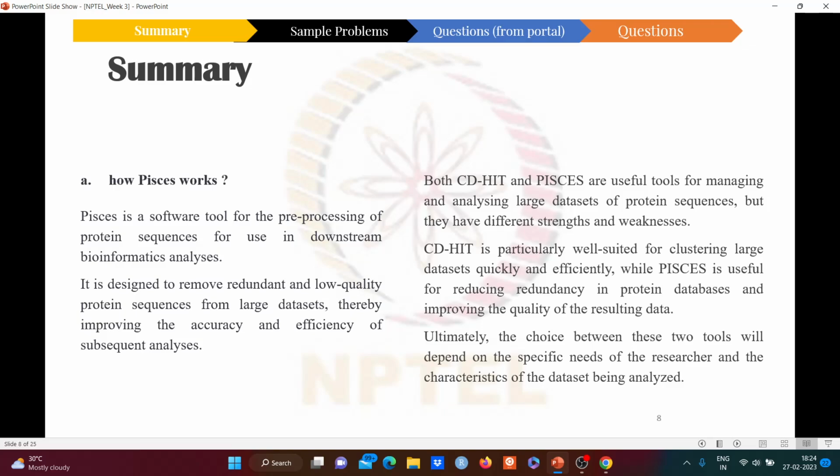Whereas PISCES applies a series of filters to remove the sequences that are considered low quality or potentially erroneous, and also provides options for controlling the sequence identity threshold and other filtering criteria such as sequence length and structural quality.